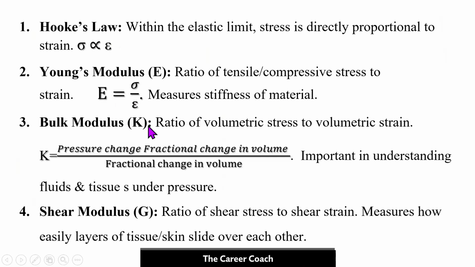It measures stiffness of a material. So take note of that. Bulk modulus is the ratio of volumetric stress to volumetric strain. The formula is given as follows: K equals pressure change divided by fractional change in volume. So basically, it is the ratio of volumetric stress to volumetric strain. Important in understanding fluid and tissues under pressure. Fourth one is shear modulus. Shear modulus is the ratio of shear stress to shear strain. It measures how easily layers of tissue or skin slide over each other.